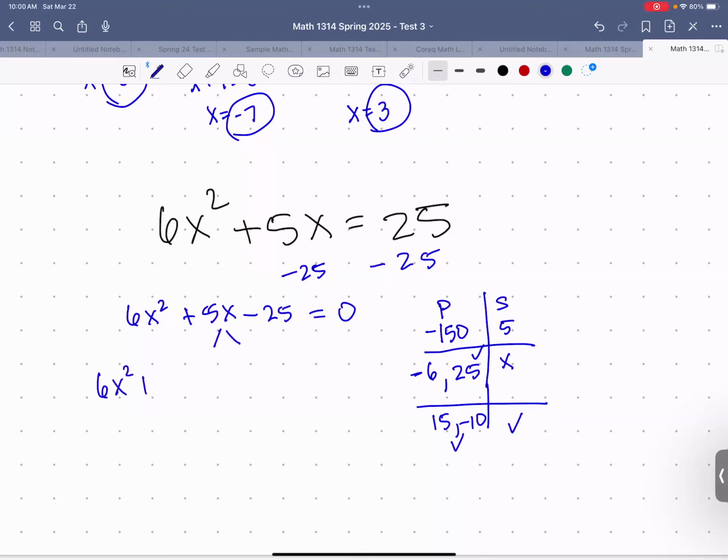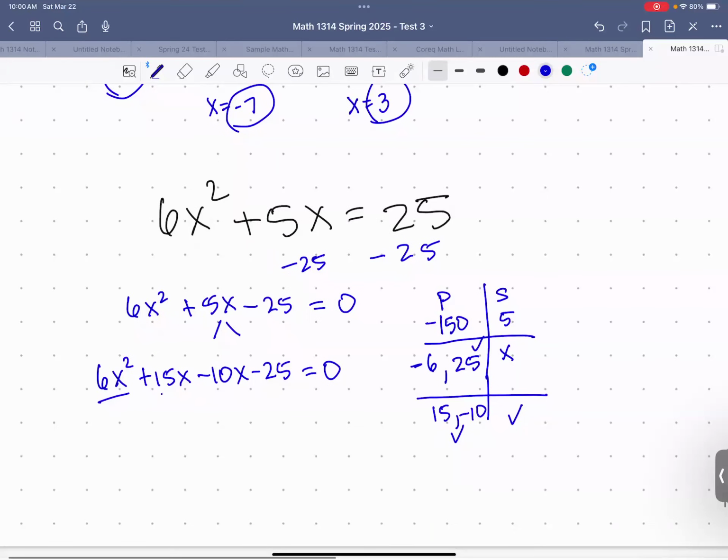So I'm going to have 6x squared plus 15x minus 10x minus 25 equal to 0. These first two divide by 3x. That's going to give us 2x plus 5. These next two have a common factor of 5, but I'm also going to take out the negative. So their GCF is negative 5.